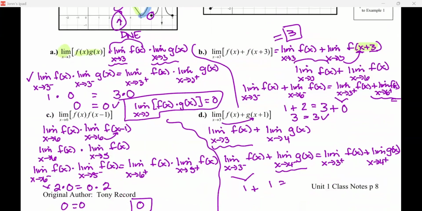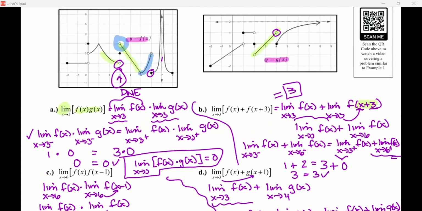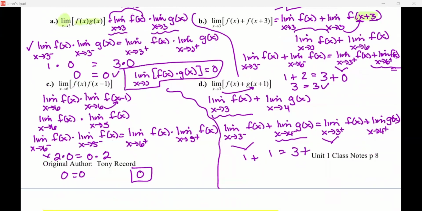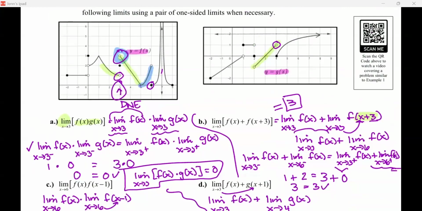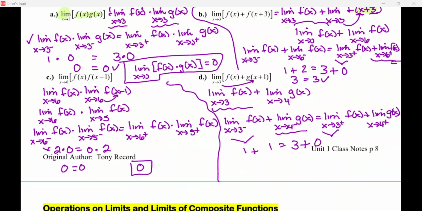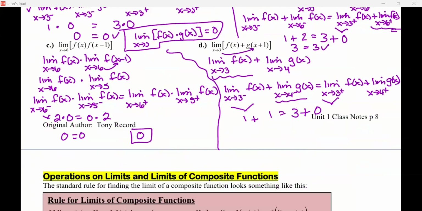Check to see if it's equal to the limit as x approaches 3 from the right. As I approach 3 from the right, that's a 3. The limit as x approaches 4 from the right is 0. So I have 1 plus 1, which is 2, which does not equal 3. So I know this is going to be a DNE.